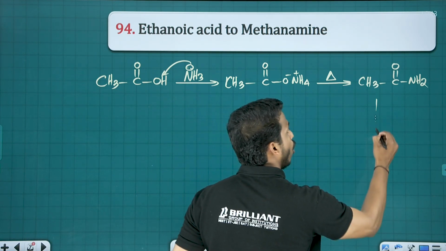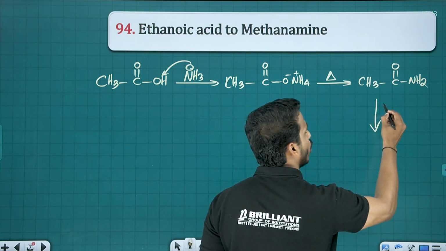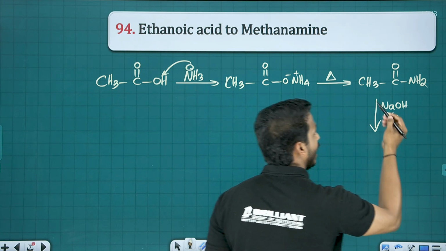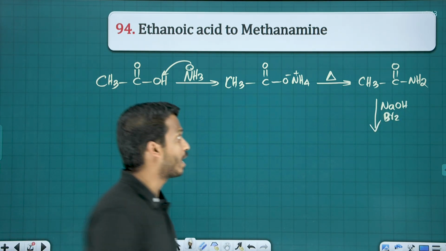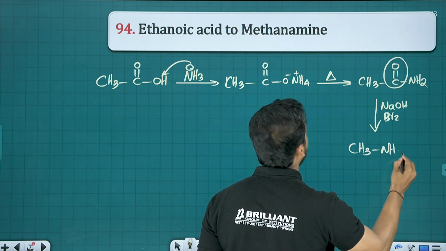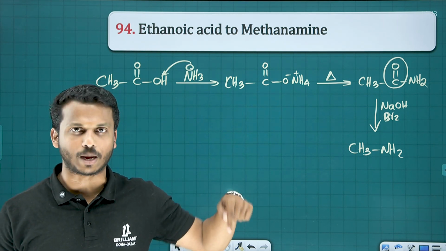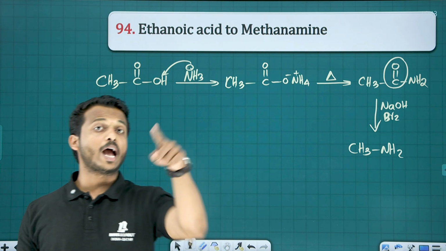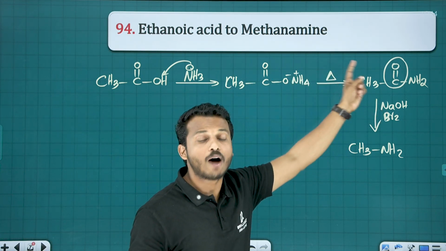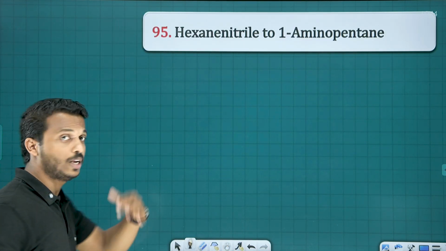Now we have to do the Hofmann bromamide degradation reaction. What is the reagent in Hofmann bromamide here? NaOH and Br2. Yes, NaOH and Br2. What happened? The CO group is cut from the chain, and you will get CH3NH2. That is called our methanamine. Dear all, if you want to reduce 1 carbon in this chapter, you have to do Hofmann bromamide. So first I converted acid to amide. Amide on Hofmann reaction gives the amine with 1 carbon less. You can discuss many questions like this one.